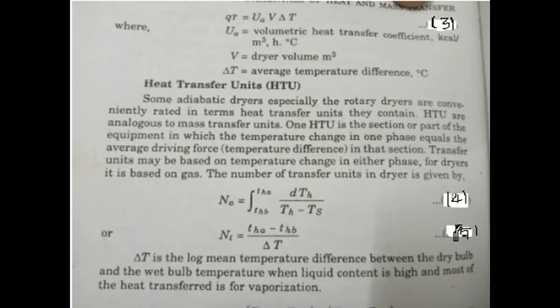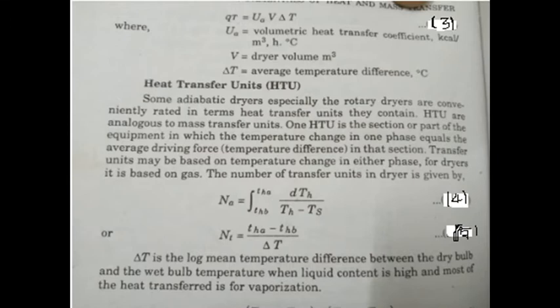UA is the volumetric heat transfer coefficient, kilocalorie per meter cube per hour degree Celsius. V is the dryer volume, meter cube. Delta T is the average temperature difference, in degree Celsius.